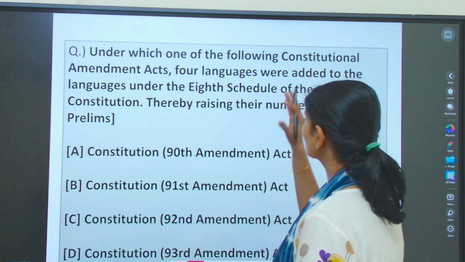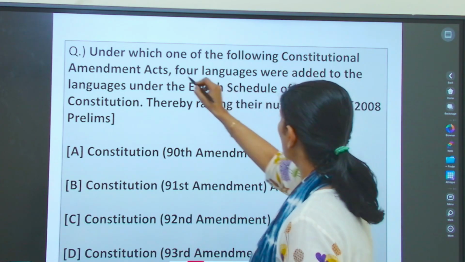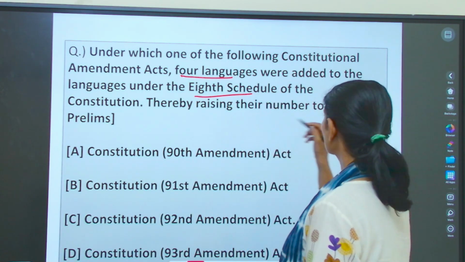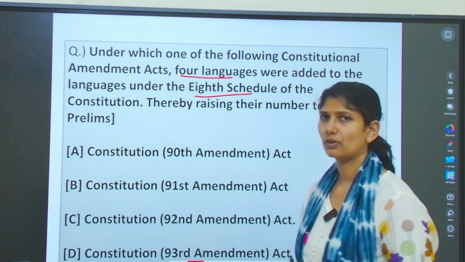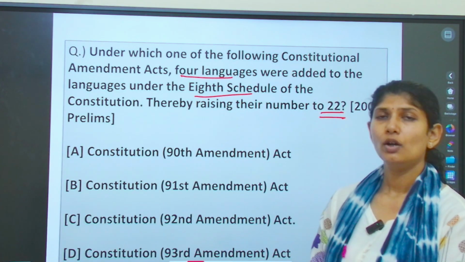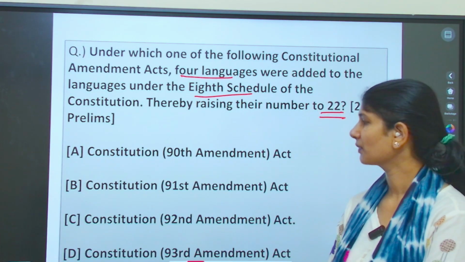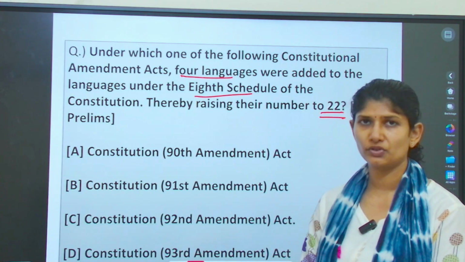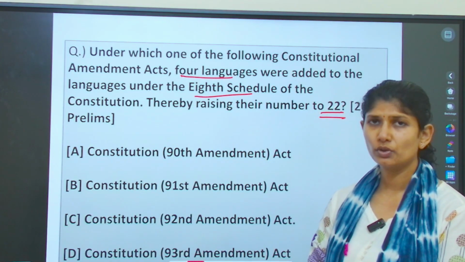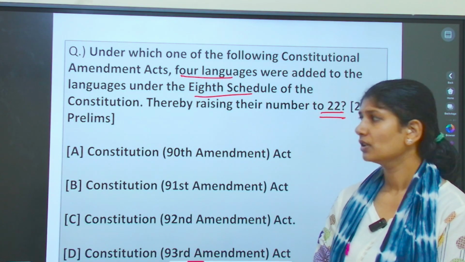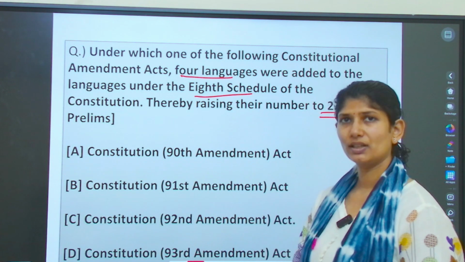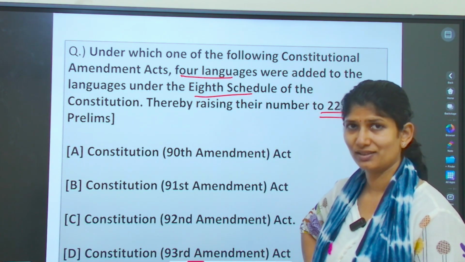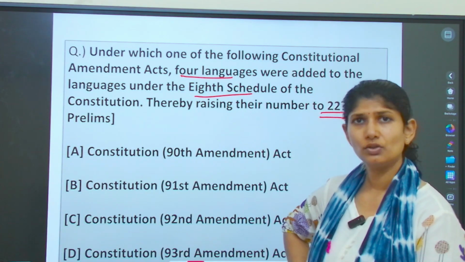So in simpler sense, let's again break this down. They are telling four languages were added to the 8th schedule. By adding four languages to the 8th schedule, the total number of languages in the 8th schedule became 22. Which amendment was this? 90th, 91st, 92nd, 93rd. Again the same pattern, consecutive numbers. Only if you know will you be able to answer. So we know from the previous question that we can eliminate the 91st. And this is not like the remaining three others, so you can isolate these things. You have to know this in order to answer.